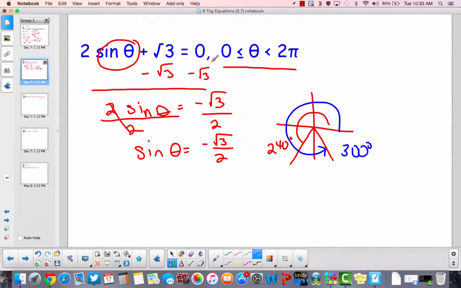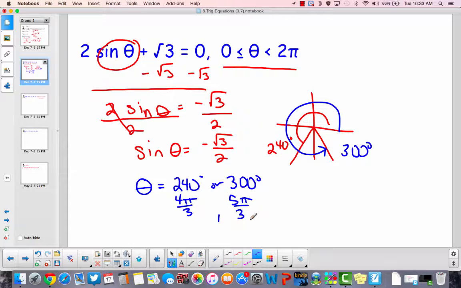So what are our values? And since this is in terms of pi, that's really what we want to write. So theta, we said, is 240 degrees, or 300 degrees. But if we're writing in terms of pi, this is 4 pi over 3, and this is 5 pi over 3. If you plug either one of those two angles back into this equation, you will get equal to 0. If you plug 4 pi over 3 in, if you plug 5 pi over 3 in. Check that on your calculator just to make sure.